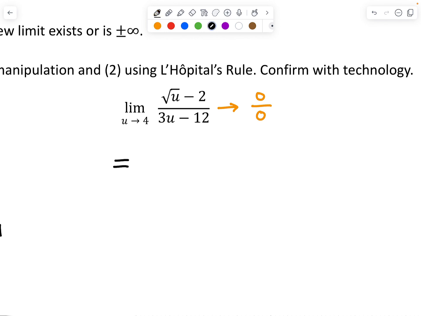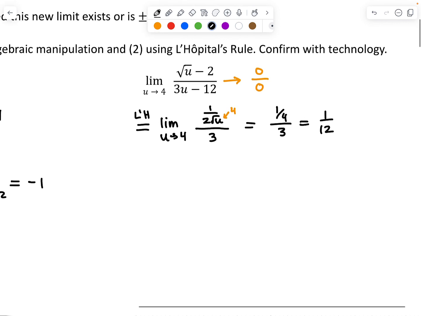So this will be equal to, using L'Hopital's rule, the limit as u approaches 4, the derivative of radical u with respect to u will be 1 over 2 radical u, and then minus 2 will go to 0, and then over, the derivative of 3u minus 12 will be 3. And now I can plug in u equals 4, so I get 1/4 divided by 3. This is like 1/4 divided by 3 over 1, and when I invert and multiply, I get 1/12.